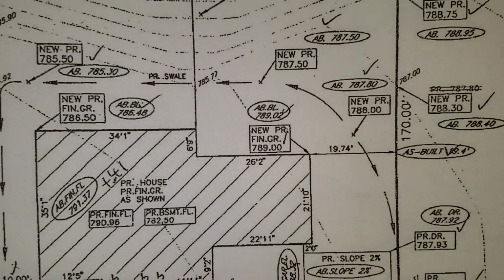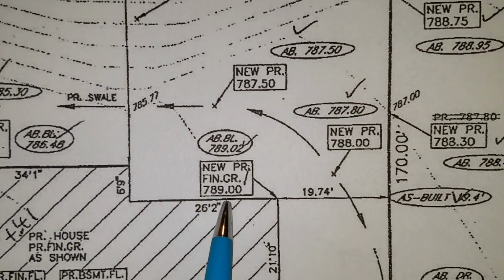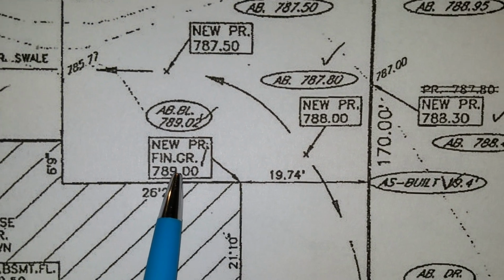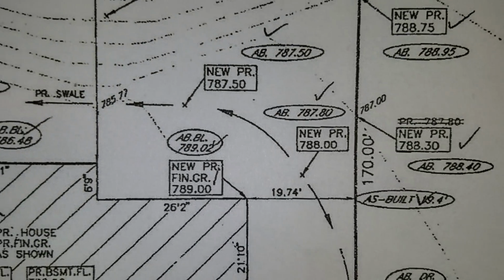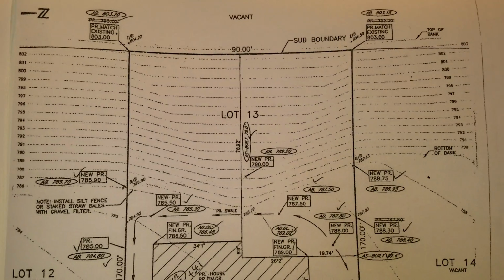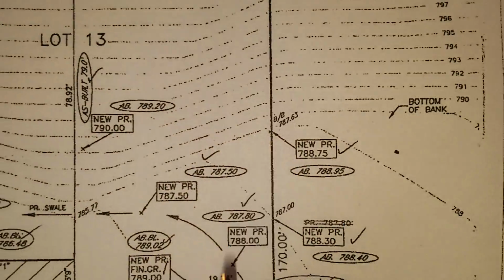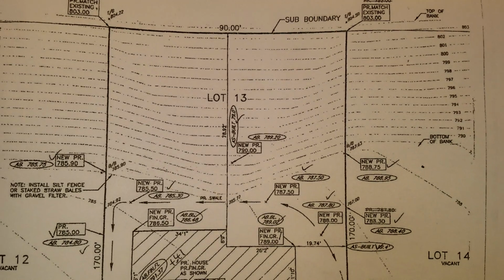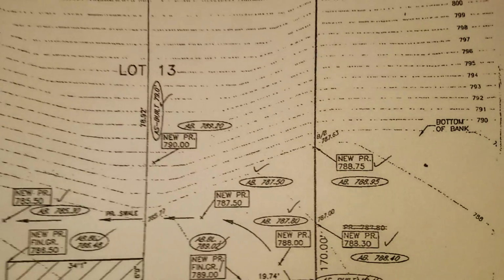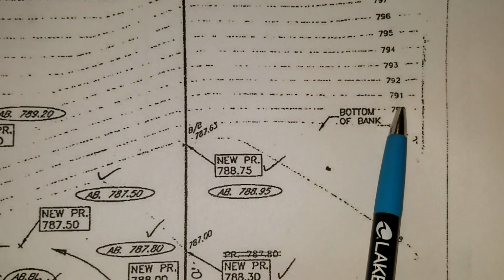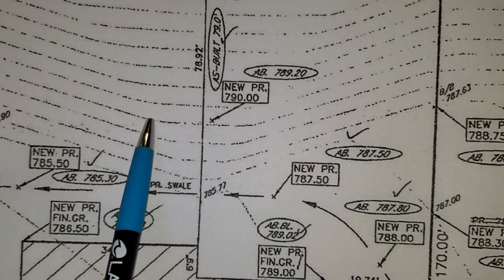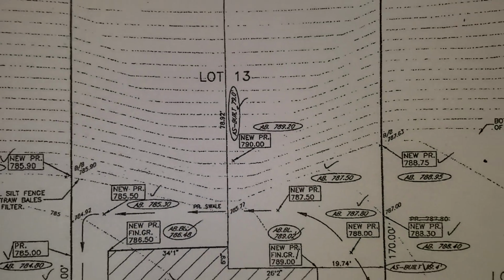All right, so let's look at this topo. We got some elevations. This corner over here is 789. Okay, so what's going on in the backyard? What are these contours? When you see these, it's either going down or up at a very steep slope. And these contours, 790, that's the elevation, and it's through this contour. You follow that line, that whole thing is 790.